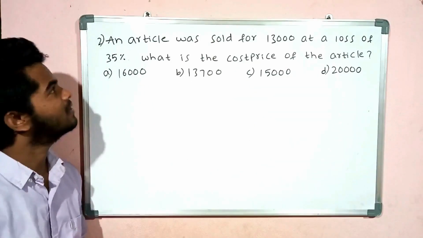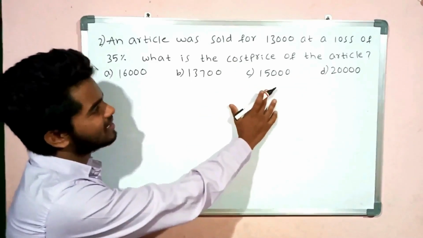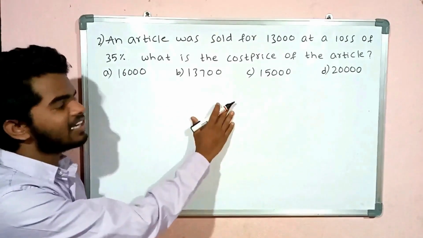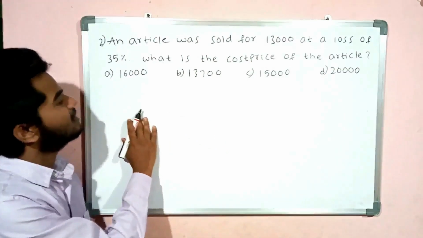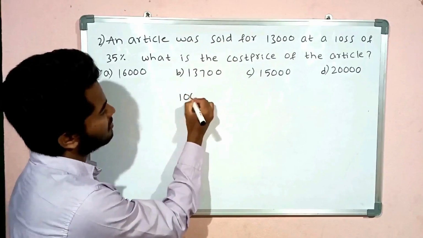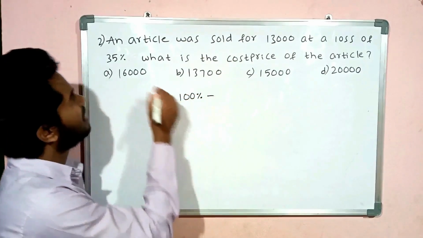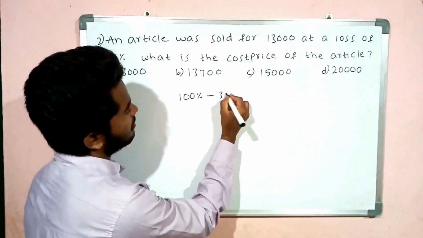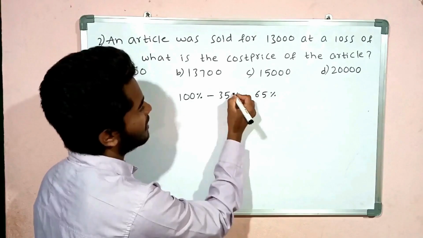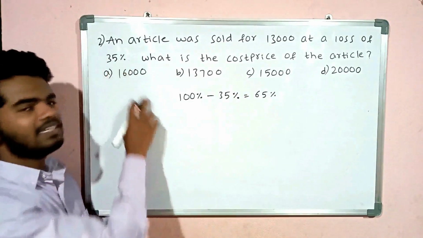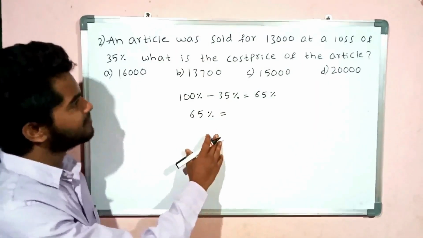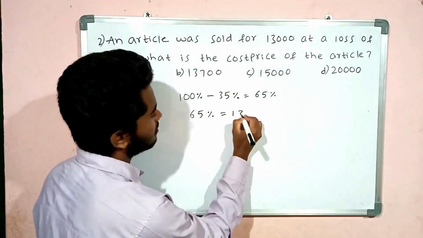Question number 2. An article was sold for 13,000 at a loss of 35%. What is the cost price of the article? So loss is 35%. Cost price is 100%. Subtract 35%, equal to 65% selling price. 35% loss means 65% selling price. 65% equal to 13,000.